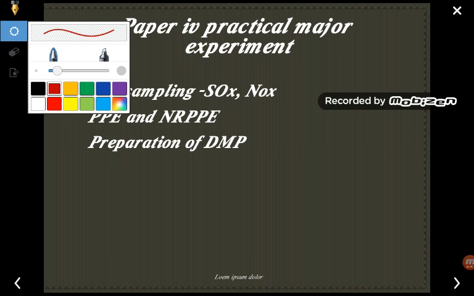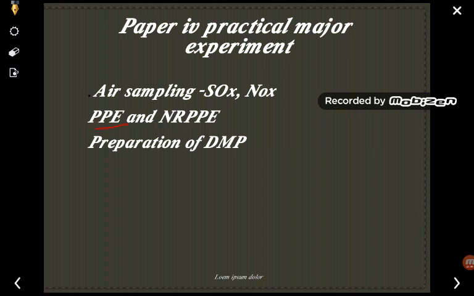Next, coming to the next experiment, that is PPE and NRP. Here PPE stands for personal protective equipment. At the workplace, different types of personal protective equipment should be worn in order to prevent hazards. PPE does not reduce the hazard itself, nor does it guarantee permanent or total protection, but it should be used only when the hazards cannot be removed or controlled adequately.